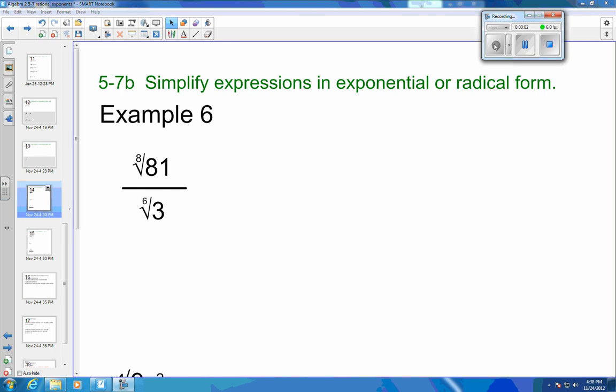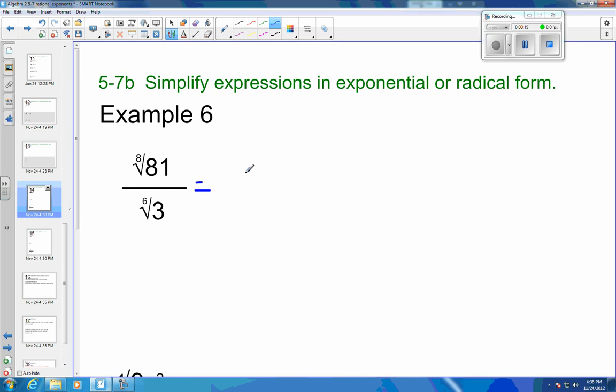Algebra 2, this is Chapter 5, Section 7, Example 6. So we are now going to simplify radical expressions. That is what this is called: simplifying radical expressions. We've got some ugly stuff here. Let's make this a little bit neater.